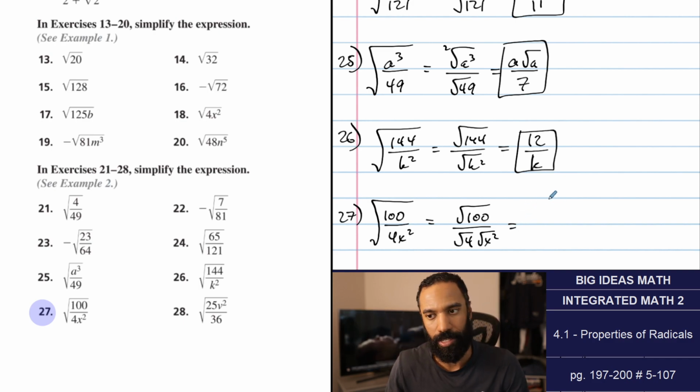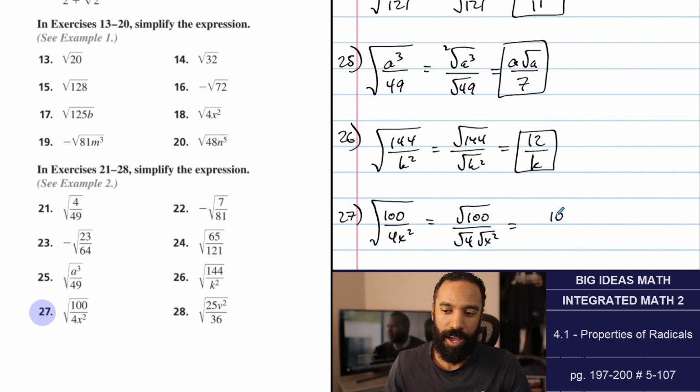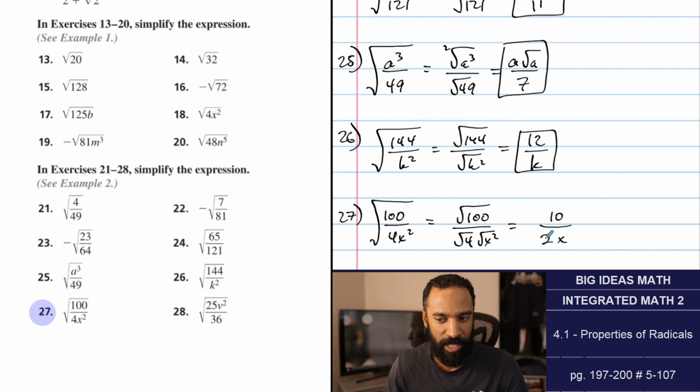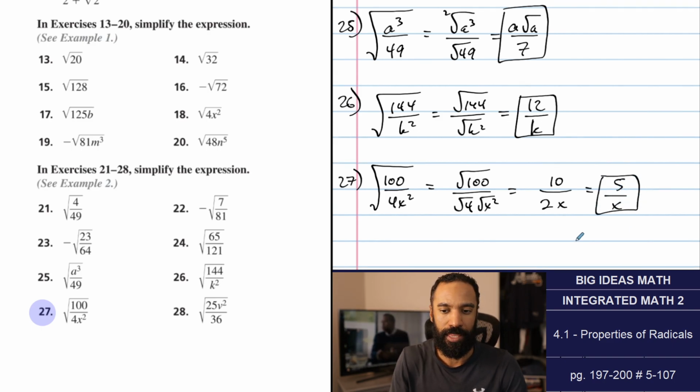It's not just only in products and only in quotients. It's quotients with products. Square root of 100 is 10, square root of 4 is 2, square root of x squared is x. Now I'm not done in this case because 10 divided by 2 can become 5, with 5 in the numerator and x in the denominator. Now that's one method of doing this problem.